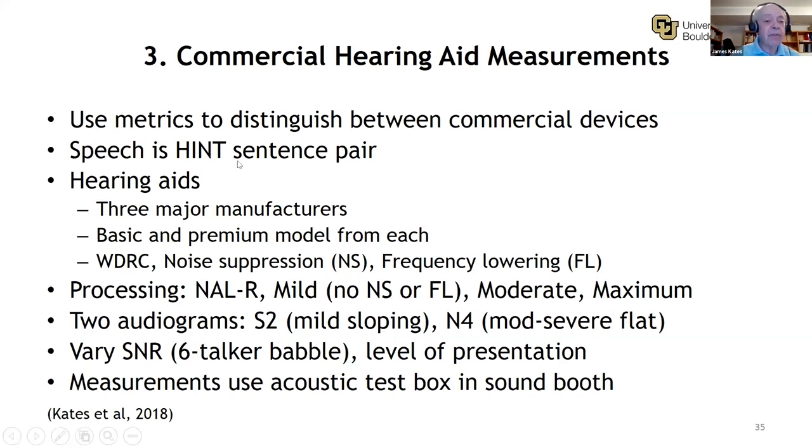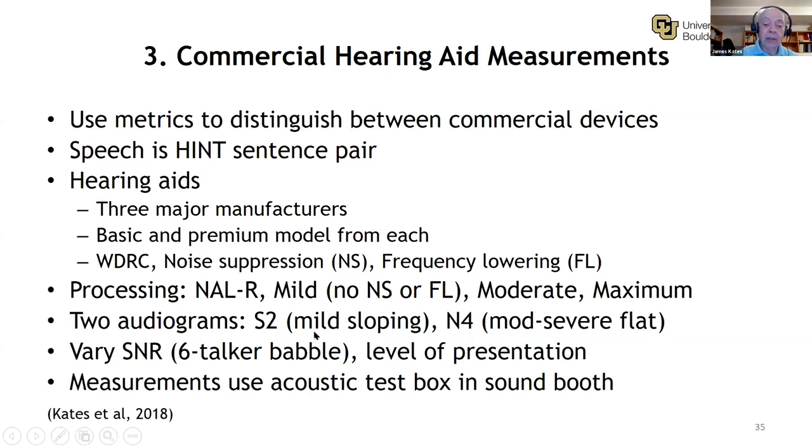Again, our favorite pair of sentences. We looked at hearing aids from 3 manufacturers, basic and premium models from each, and we looked at wide dynamic range compression, noise suppression, and frequency lowering. And we set up the hearing aids to either give us just linear processing, mild processing, which had no noise suppression or frequency lowering, moderate, which sort of agrees with the way you would set up the hearing aid if you followed the manufacturer's recommendations for the audiogram, and then max, when we try to goose things to get as much signal distortion as possible.